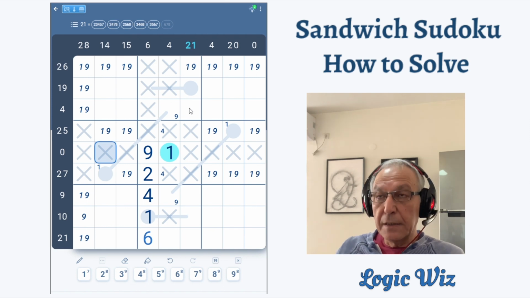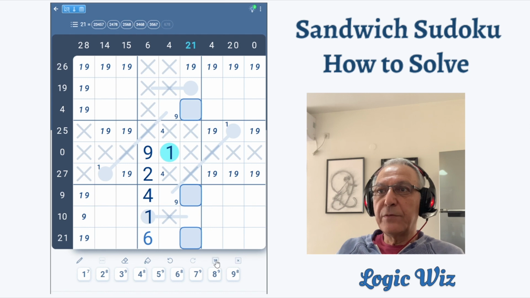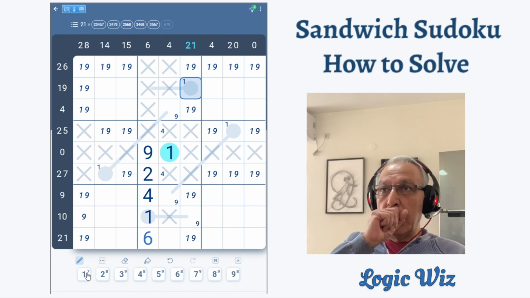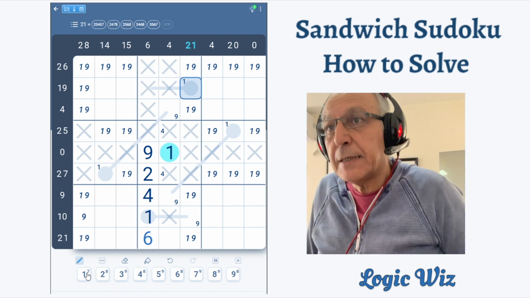So basically all those locations can have the 1 and 9. Here at the end of a Thermo line we can have only 9 as an option, and here at the beginning of a Thermo line we can have only 1 as an option.